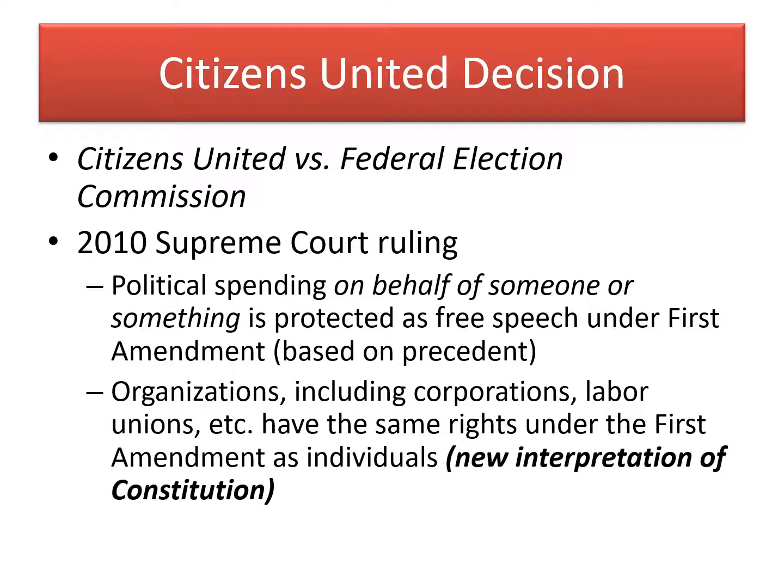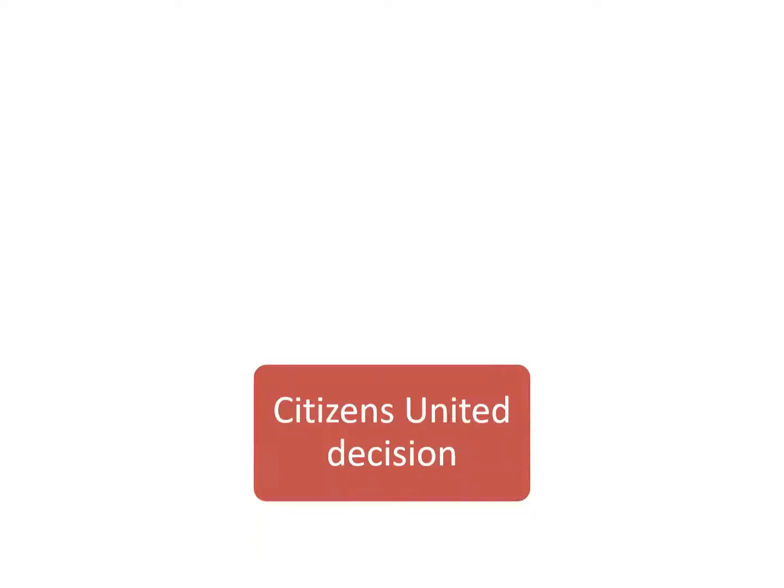What Citizens United added on to precedent was the interpretation that organizations, which includes corporations and labor unions, have the same First Amendment rights of free speech as individuals. That's a new interpretation of the Constitution. And what that did was open the door for corporations, political parties, labor unions, and other organizations to spend as much as they would like on behalf of someone. And this has led to what are called super PACs, which can therefore have unlimited spending.